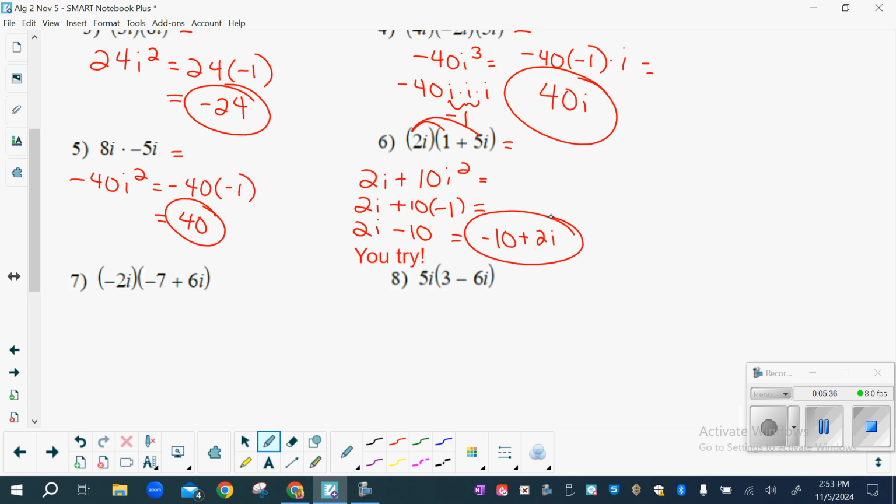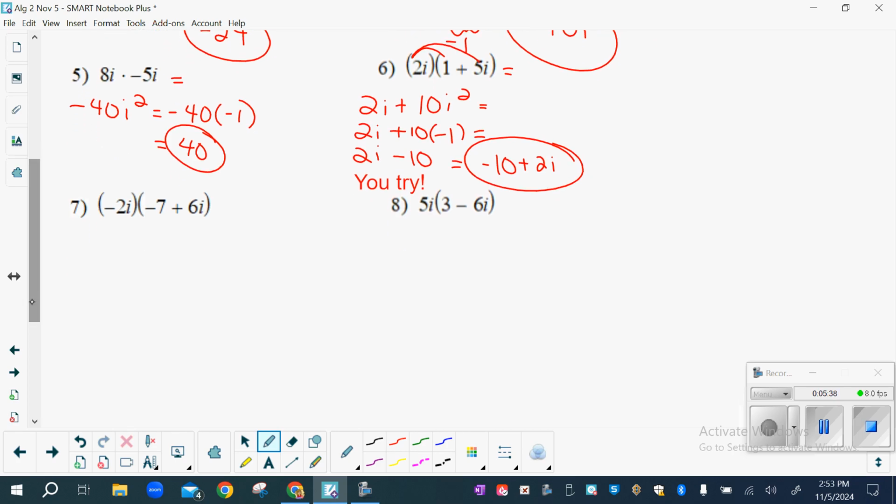Okay, so we'll do one more. Negative 2i times negative 7 plus 6i. Kobe, can you tell us what we get? That'd be 14. Good.